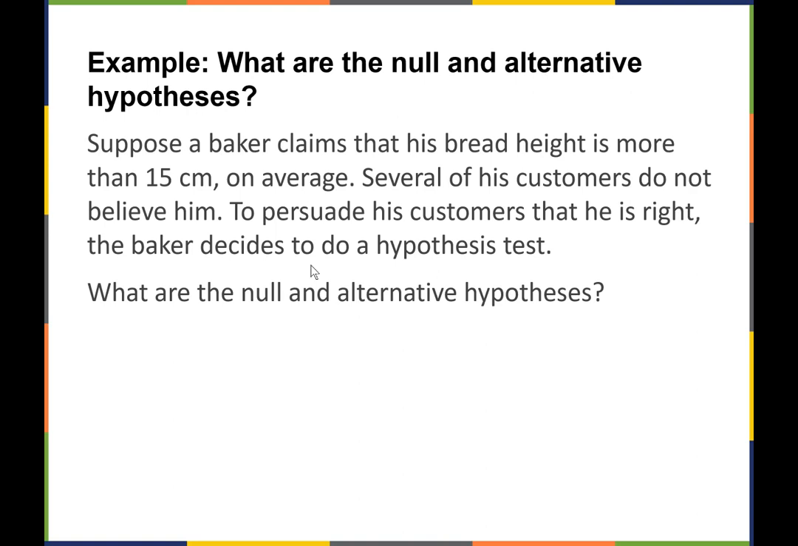All right, are you back? Well, he claimed that the bread height is more than 15 centimeters. So that is an alternative hypothesis since it does not have an equal sign. So his claim is the alternative hypothesis that mu is greater than 15. And the contradictory hypothesis to that would be that the mean bread height is less than or equal to 15 centimeters. So what does he do next, now that he has his null and alternative hypotheses?